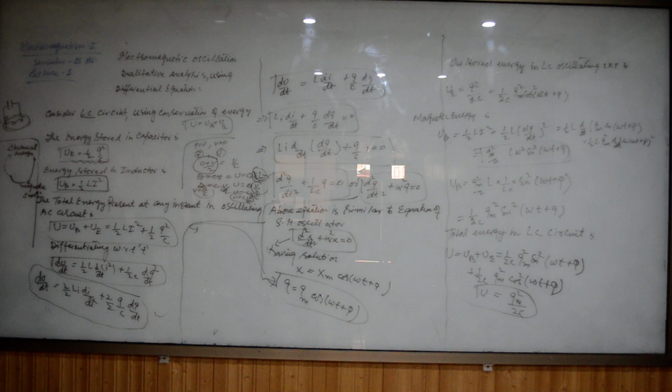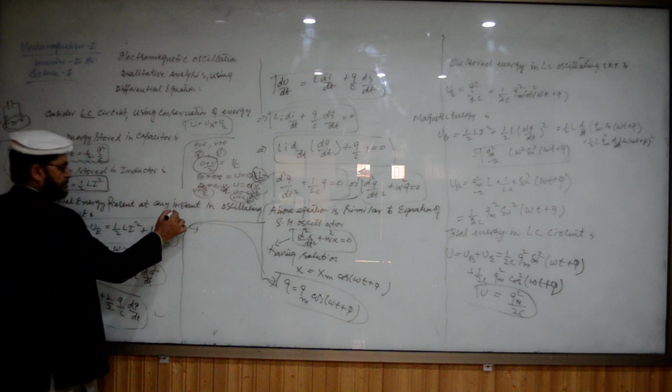The total energy present at any instant in an oscillating LC circuit: at any instant you have a magnetic energy as well as an electrical energy, because the energy is not maximum in case of magnetic energy, and it is not maximum in case of the capacitor where there is electric field and the energy is electrical energy. But at any instant, the energy is oscillating between electric field and magnetic field. That is why the word instant is used.